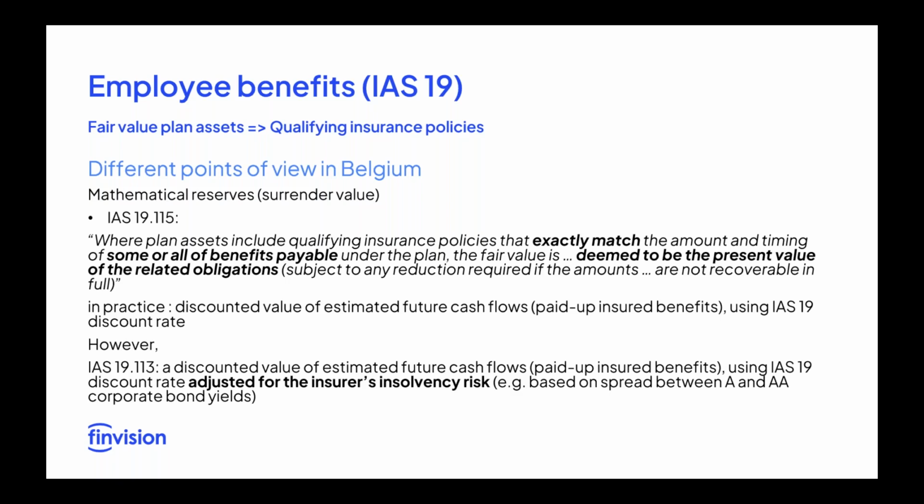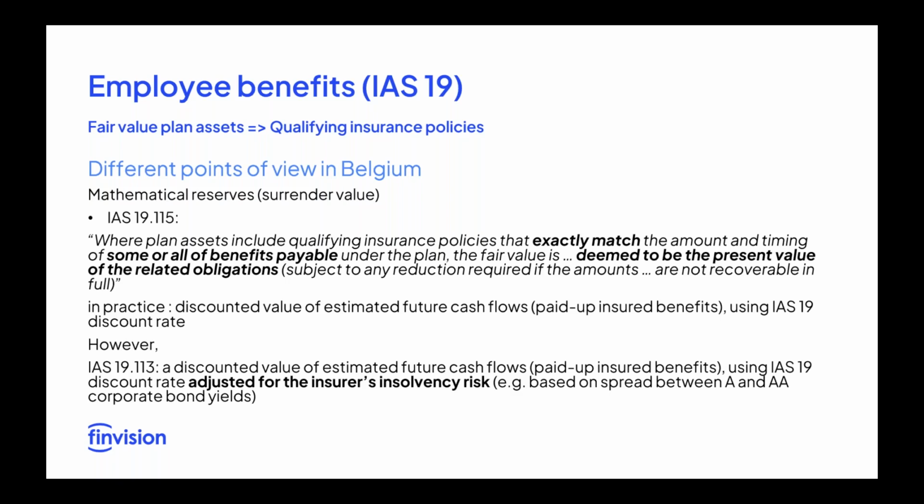Paragraph 115 foresees that there is a match, and that the benefits payable will become exactly the same as the present value of the related obligations. There is a perfect match. So you will consider your discounted value of the estimated future cash flows as your plan assets.